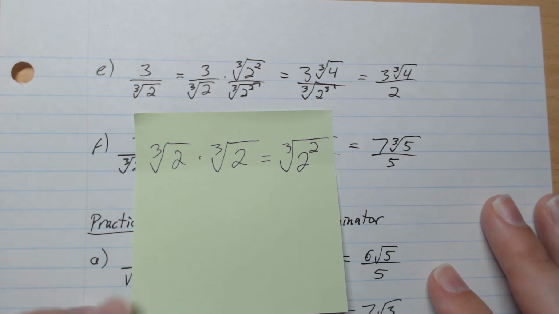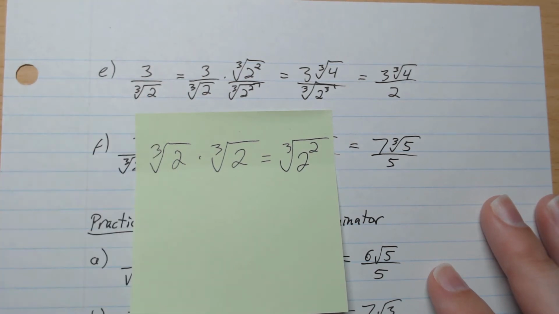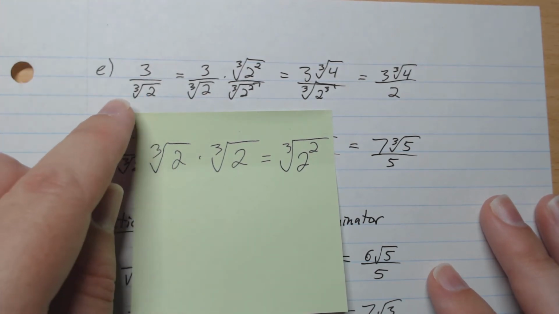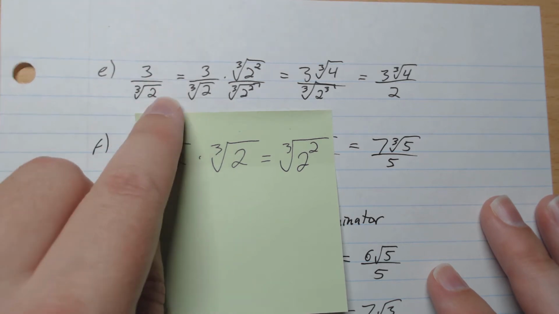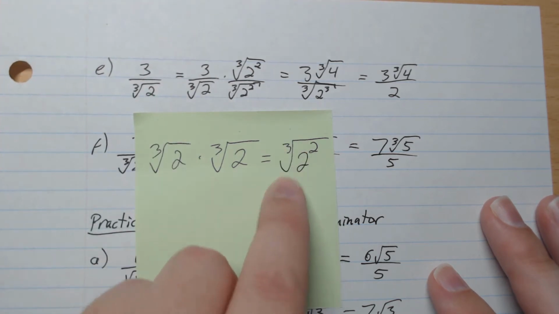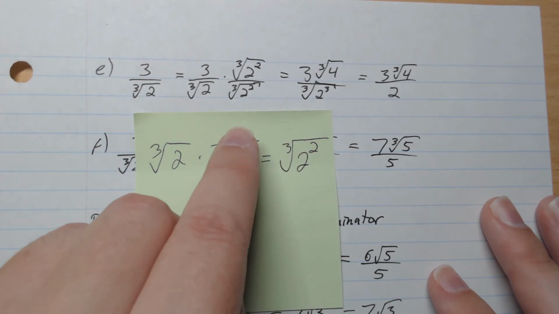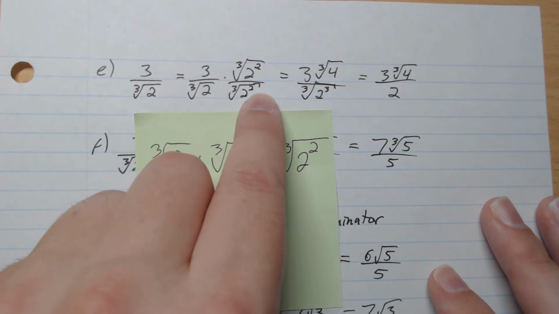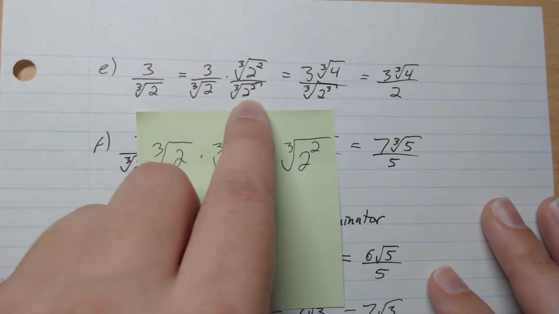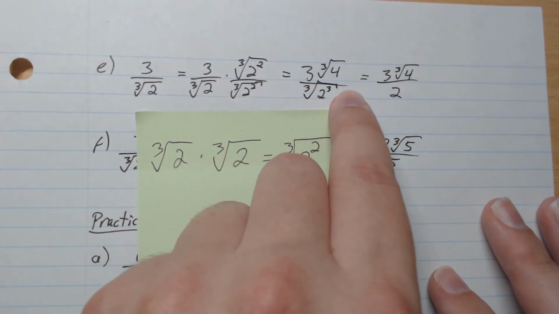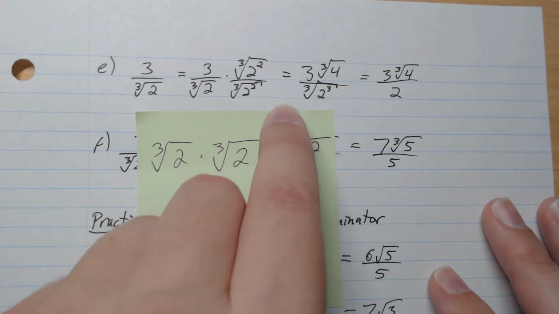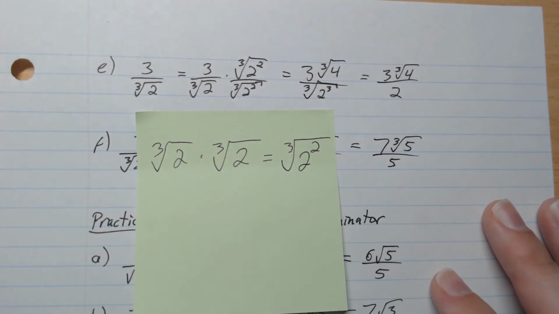Okay, E, here we have 3 over cube root of 2. Now if we went times cube root of 2 over cube root of 2, we would get cube root of 2 squared. And this doesn't cancel. So what we're going to do is actually go times cube root of 2 squared, so that when we multiply, we get cube root of 2 cubed. And 2 cubed to the cube root cancels to 2 like that.